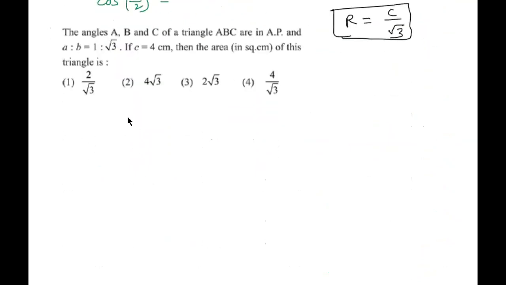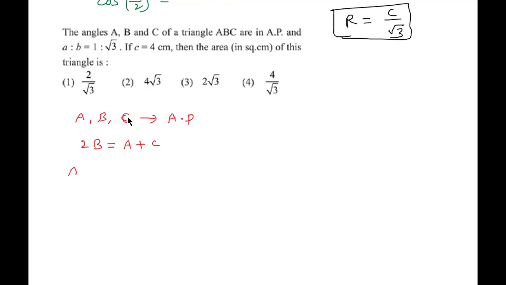Okay. Now, third problem. What is given in the third problem? The angles A, B, and C of a triangle ABC are in AP. Angles are in AP series given. See, these are capital letters A, B, C. Angles are in AP series. Then what is the condition? 2B is equal to A plus C.